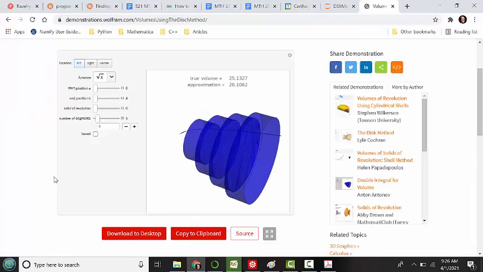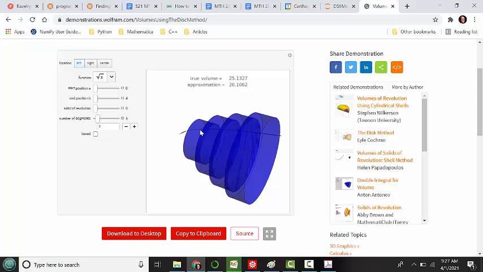To better visualize the shapes that we obtain when we take our rectangles and rotate them around an axis, I'm turning to this more interactive tool straight from Wolfram's website. Here, our function is the square root of x. We have 4 rectangles on the region as x goes from 0 to 4, approximating the area beneath the curve y is equal to the square root of x.